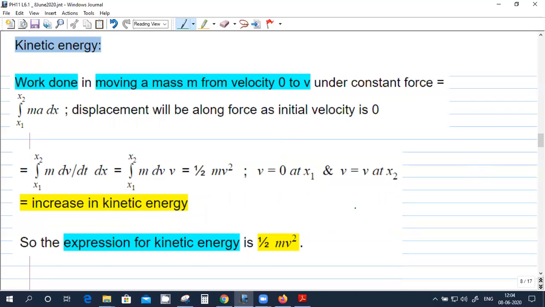Now we define something called kinetic energy. When you move a mass from rest to a particular velocity v by applying a force, the work done is force into displacement. That force may not be a constant force. The work done is F dot displacement, assuming the force is constant.